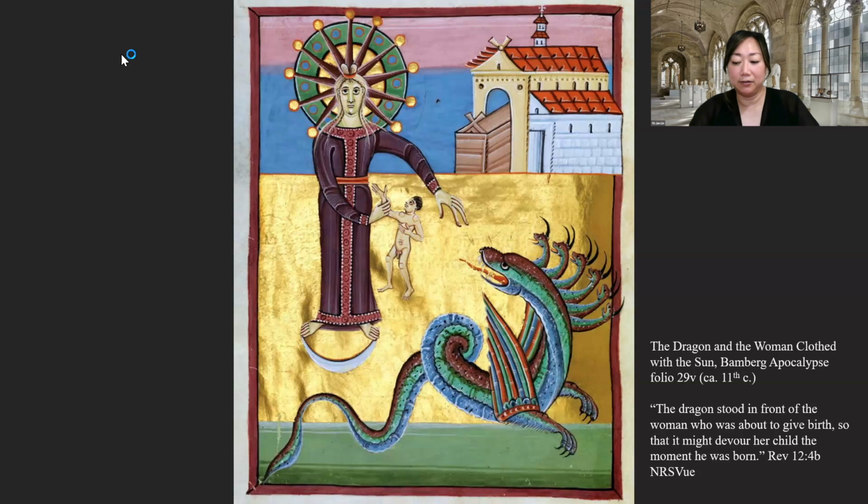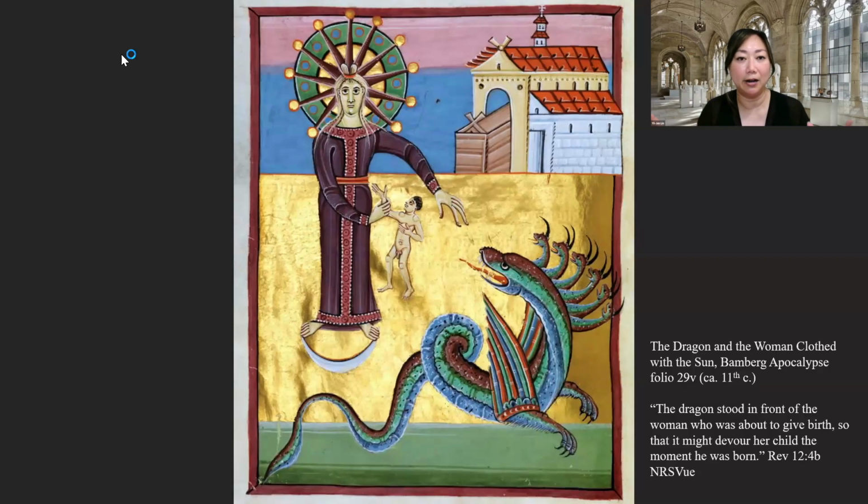So the dragon, this is in Revelation chapter 12. The dragon stood in front of the woman who was about to give birth so that it might devour her child the moment he was born. So here we have juxtaposed, and this is repeated in further scenes, but also very important.